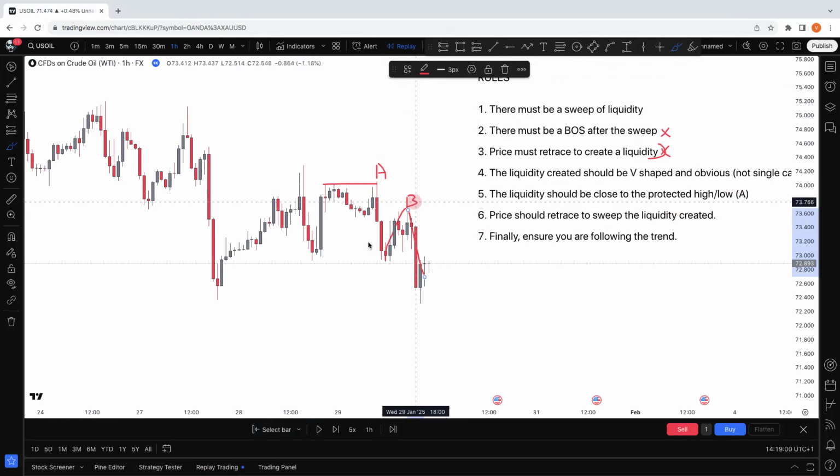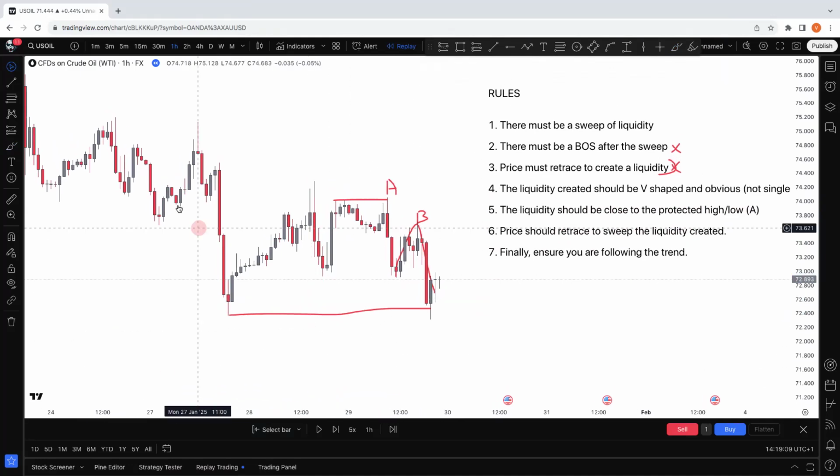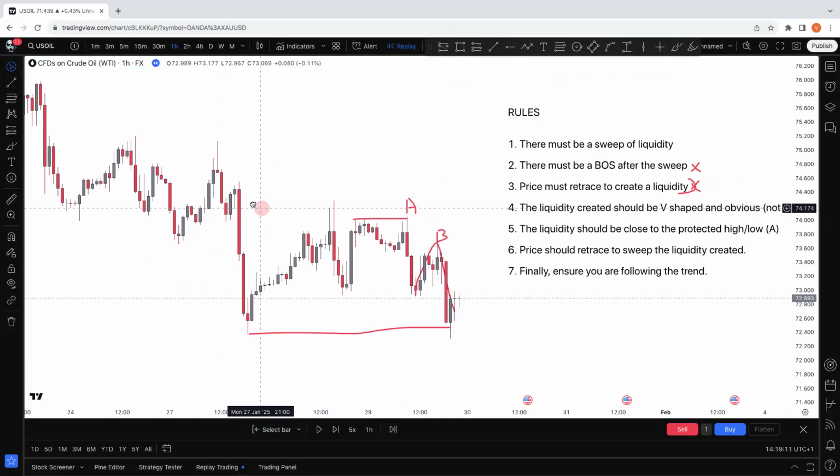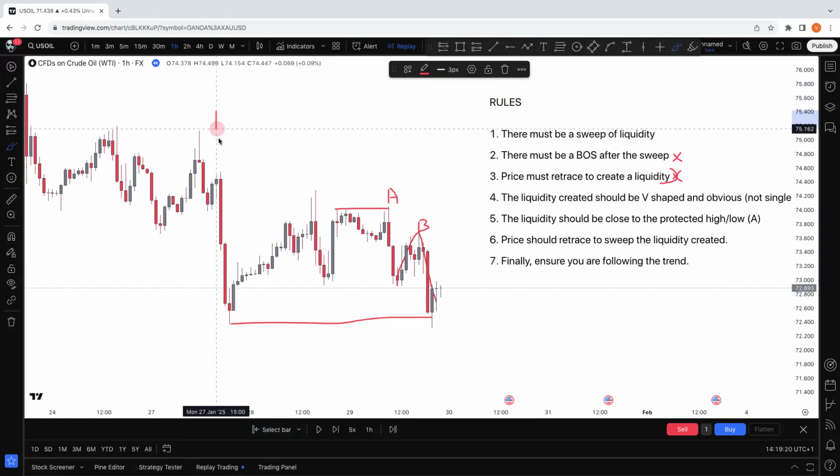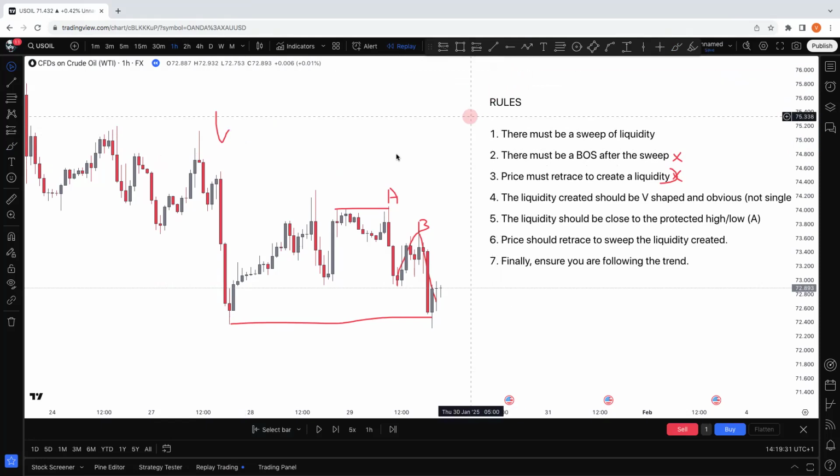This is the liquidity created, the B, right? And remember, we already have our continuation here. In this case, it's not a change of character. Why? Because it is a continuation of the trend. The only time you say it's a change of character is when you're switching from a downtrend, let's say moving from a downtrend to an uptrend. Then you can say it's a change of character. But when it's a sell continuation, there is nothing like change of character.